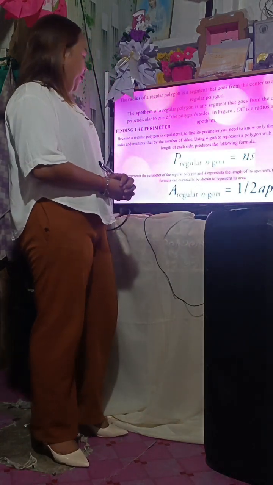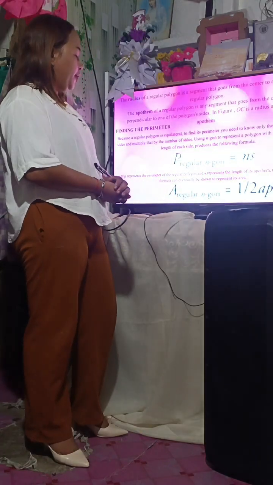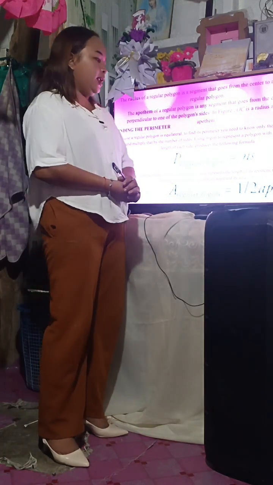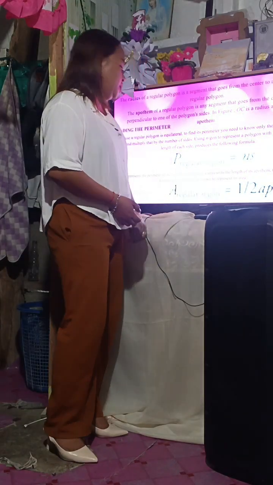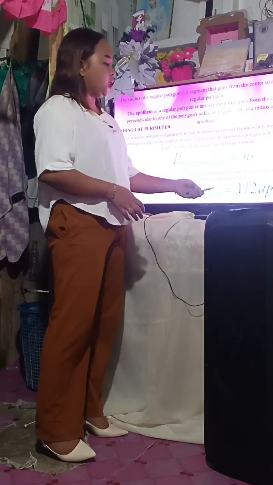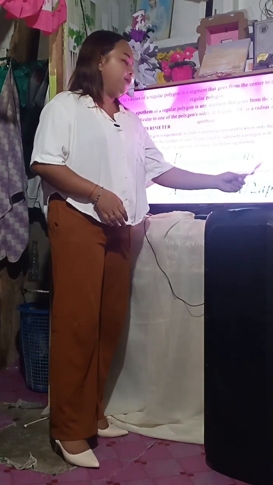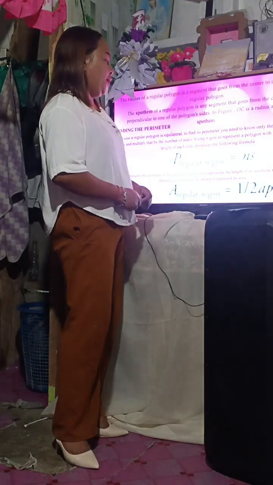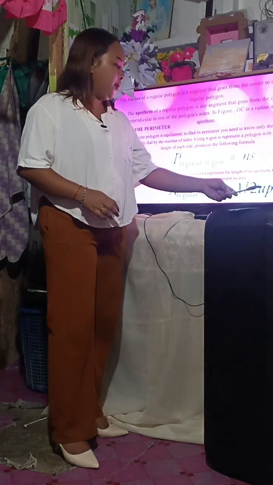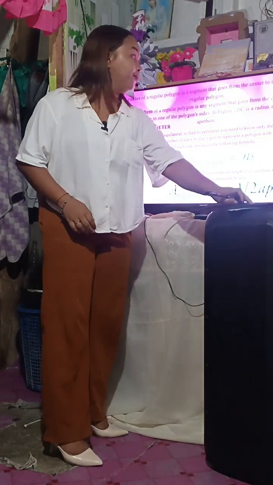If P represents the perimeter of the regular polygon, and A represents the length of its apothem, the following formula can eventually be shown to represent its area. In finding the area of the regular n-gon, we use A is equal to 1 half times A times P. Our A here is the apothem and the P is the perimeter.